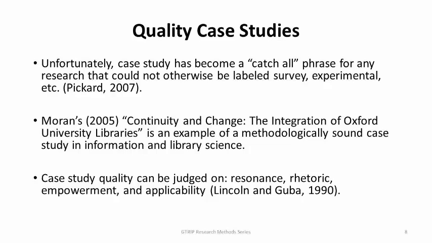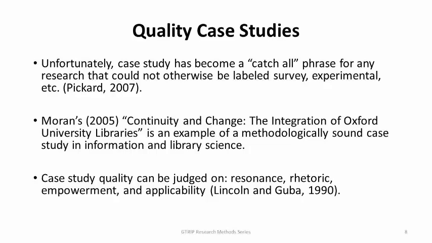Lincoln and Guba discuss important measures needed to judge the quality of case study research. In their opinion, the measures for judging the quality of the case study narrative are co-equally critical to those which judge the quality of the research process. Their 4 classes of criteria for judging the quality of case study reports are 1. Resonance, 2. Rhetoric, 3. Empowerment, and 4.